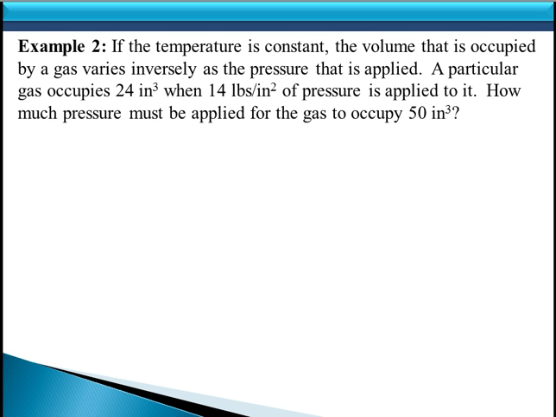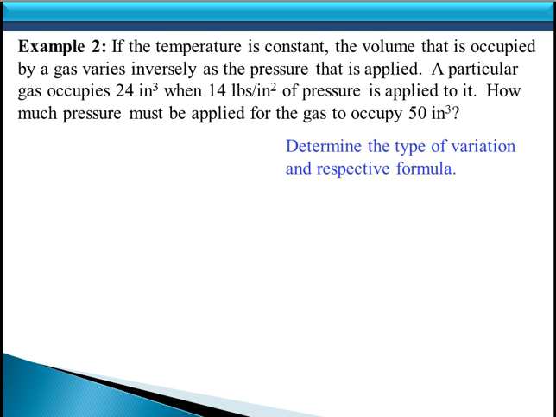Let's look at another example. If the temperature is constant, the volume that is occupied by a gas varies inversely as the pressure that is applied. A particular gas occupies 24 cubic inches when 14 pounds per square inch of pressure is applied to it. And what we want to know is how much pressure must be applied for the gas to occupy 50 cubic inches.